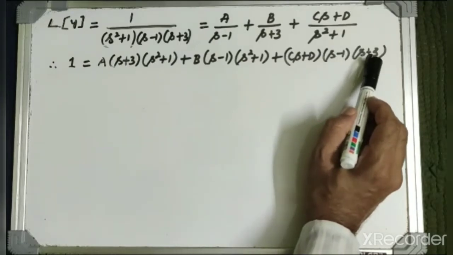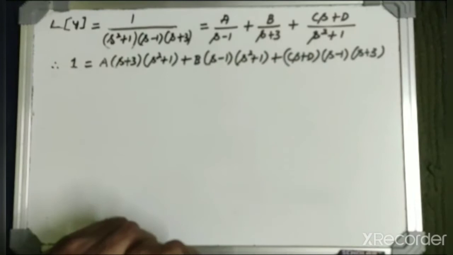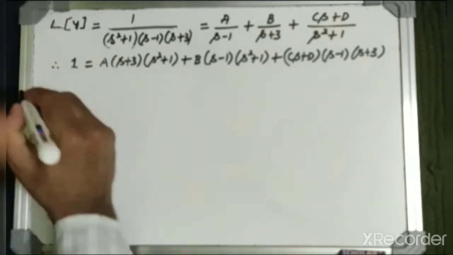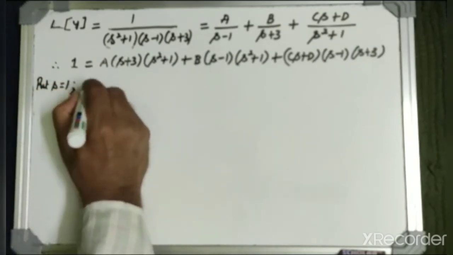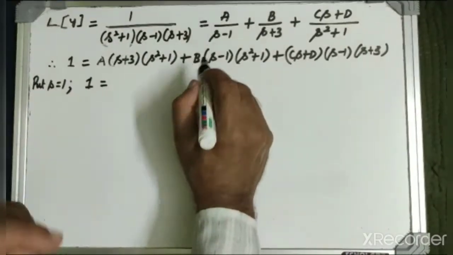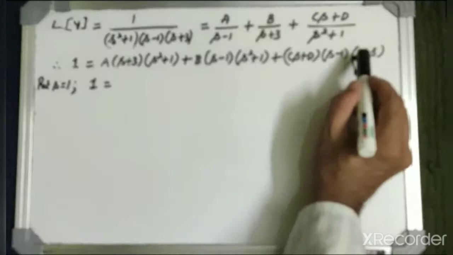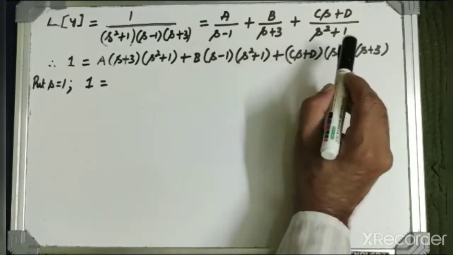Now you can find a, b, c, d by comparing the coefficients or by giving values to s. I will substitute values to s first. So put s is equal to 1. If you substitute s equal to 1, the left hand side is 1, and on the right hand side the second and third terms become 0, since s minus 1 is 0, and 0 into anything is 0.